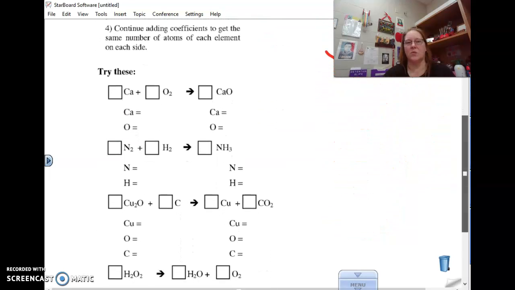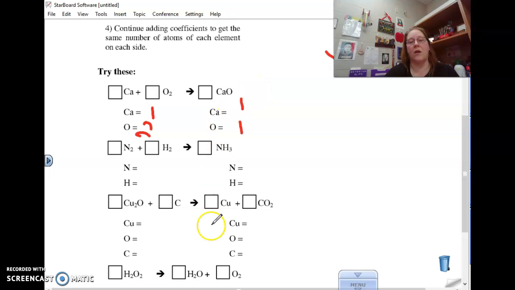So let's try the next one. We have calcium plus oxygen yields calcium oxide. Again, start off, and how many do you have? You have 1 and 2 on that side, and on this side you have 1 and 1. Your calciums are happy, but your oxygens are not. You have 2 oxygens on the left side, but only 1 over here.